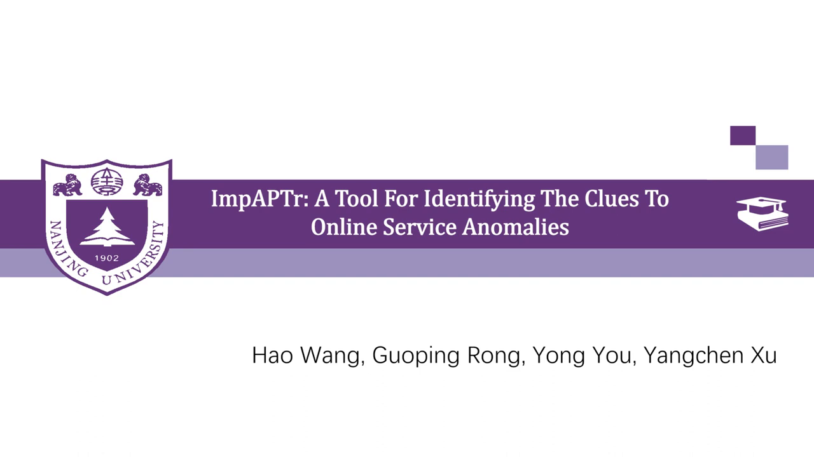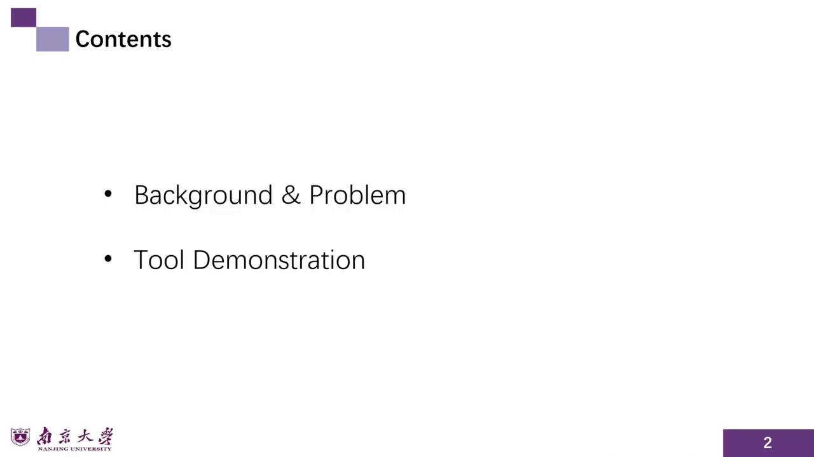To put my presentation here. The title is A Tool for Identifying the Clues to Online Service Anomalies. This tool focuses on the multidimensional root causes which decline the success rate of an online service. I will introduce our tool from two aspects.